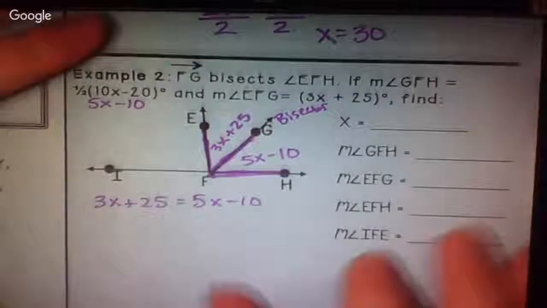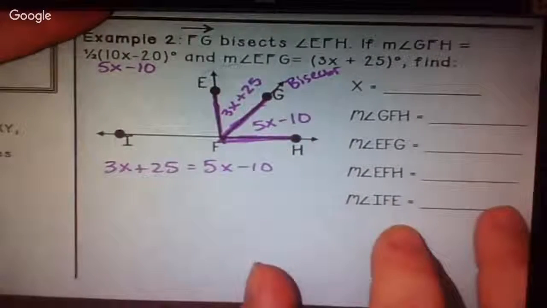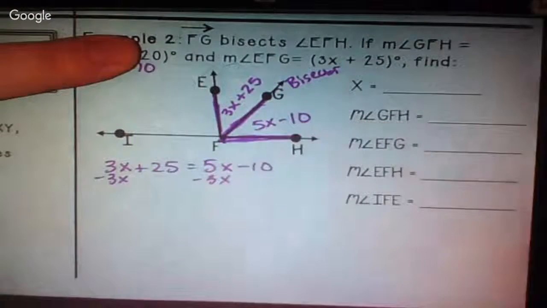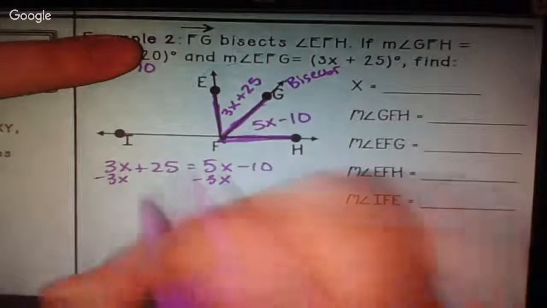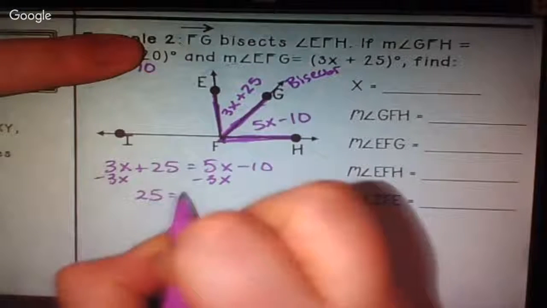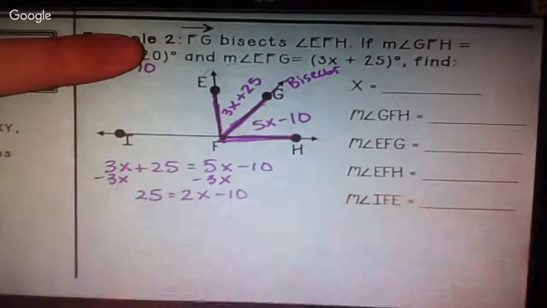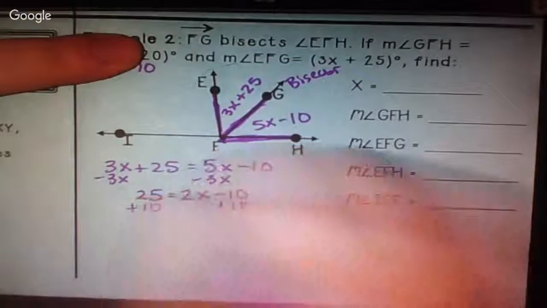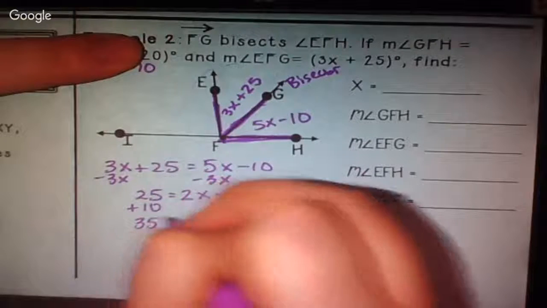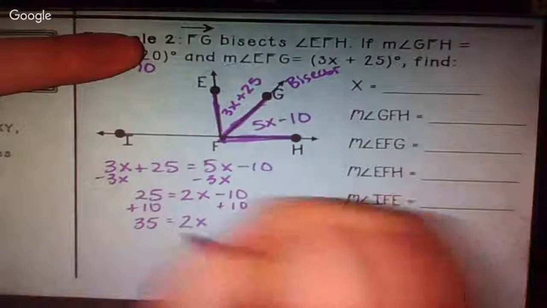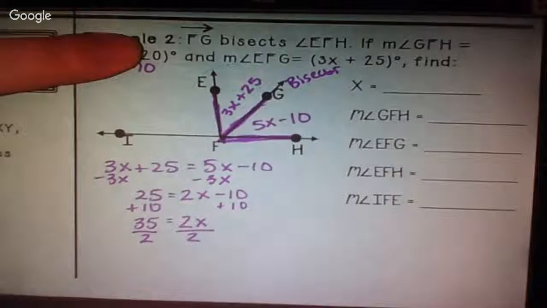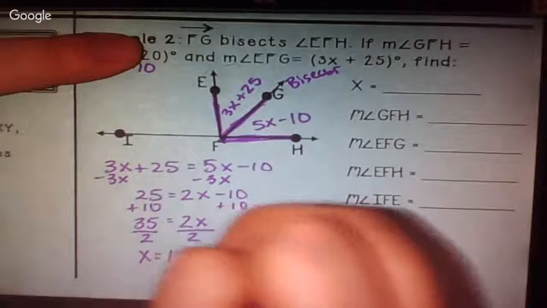Okay, I'm going to move my 3x to the right so I keep everything positive. So I'm going to subtract 3x from both sides. You're welcome to subtract 5x. So 25 equals 2x minus 10. Add 10 to both sides. So 35 equals 2x. And divide by 2. So what does x equal? 17.5.